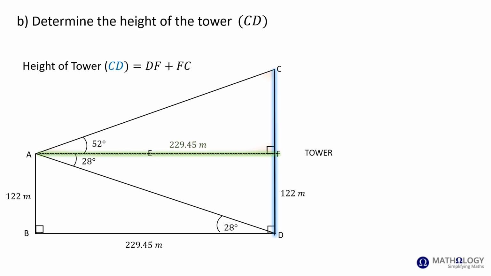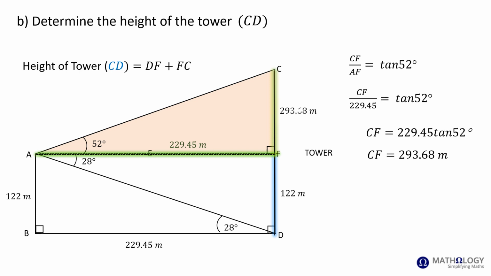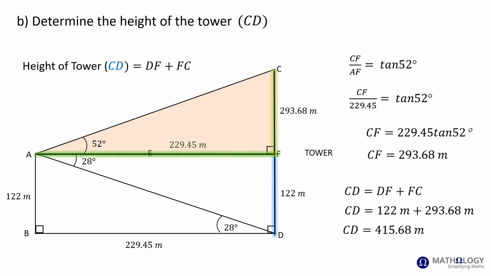In triangle ACF, relative to the acute angle, 52 degrees, CF is the opposite side, and AF is the adjacent side. So, CF over AF equals tan 52. CF therefore equals 293.68 meters. The height of the tower, CD, is thus 415.68 meters.